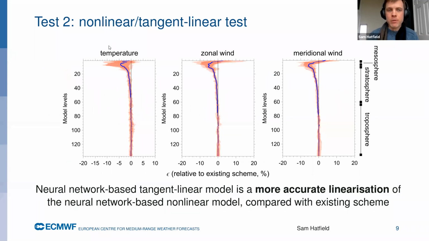So that's what I'm showing here for 3 variables: temperature, zonal wind, and meridional wind. That's eastward wind and northward wind. I'm showing as a function on the y-axis of the model level. So this is the bottom of the atmosphere and this is the top. I'm showing you the relative change in epsilon when we use neural networks instead of the state-of-the-art code. And in this case, this is the relative error. So you can see that epsilon is actually below 0 for most of the atmosphere, which means that when we use neural networks, our tangent linear models are actually better approximations to the nonlinear model than they were before, which is, I think, quite surprising.